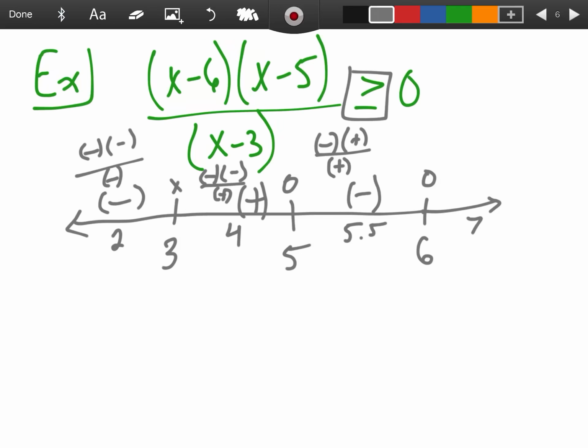And then, oops, I forgot, I've got to plug in 7 here. So 7, I plug that in. I get positive, positive, positive. So it's positive overall. Now it's just a matter of answering my question.